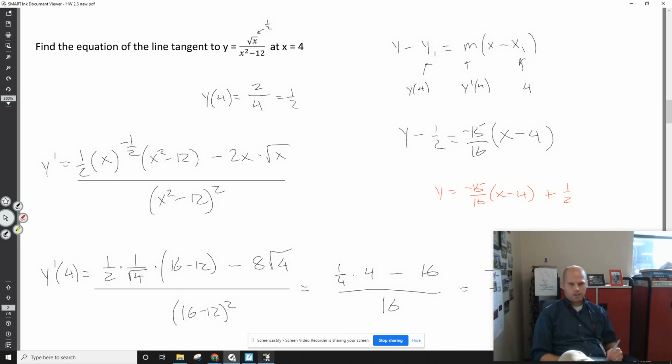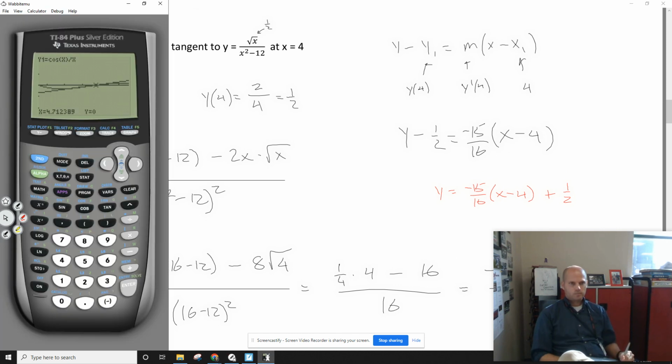And let's see our handiwork here. You can always use alpha F1 if you're freaked out about parentheses. You guys kind of stink at parentheses, so use that. There's my function. Here is my tangent equation.